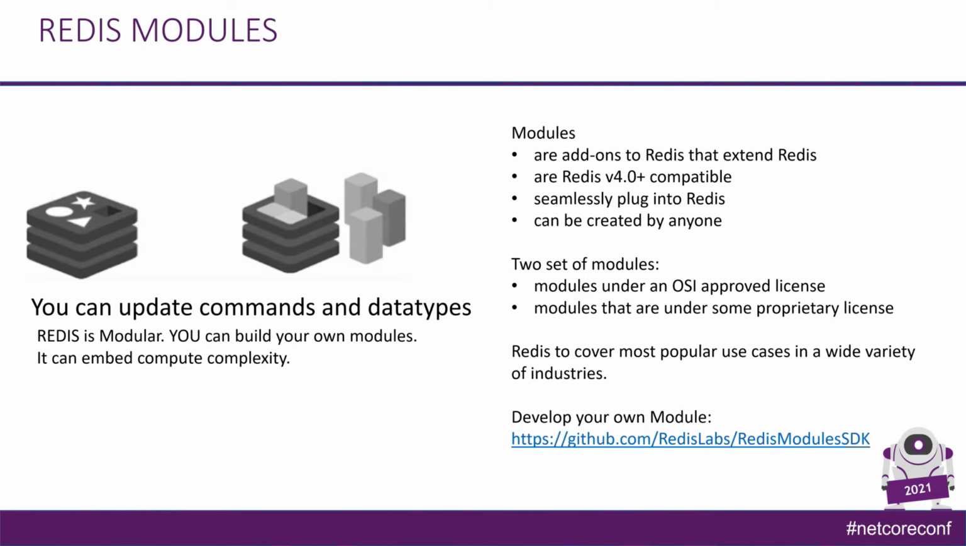From version 4.0, Redis modules were introduced in Redis. So what are modules? Modules are add-ons, a sort of plugin system that can extend Redis, giving Redis more power in terms of data structures. So in order to add data types and commands, you have to enable modules. You can develop your own module. There is an SDK, and if you are familiar with the C language, you can develop your own data structure and your own data type.